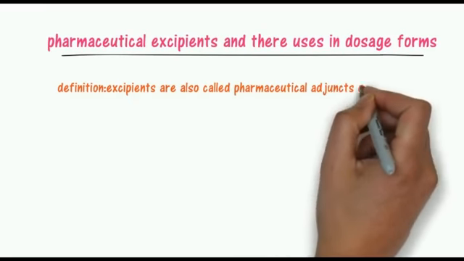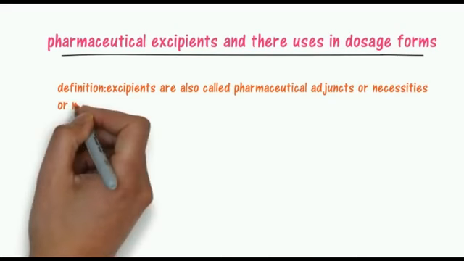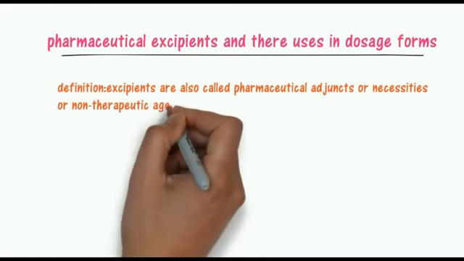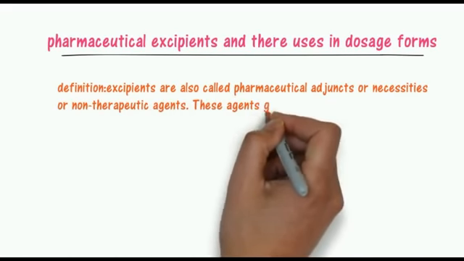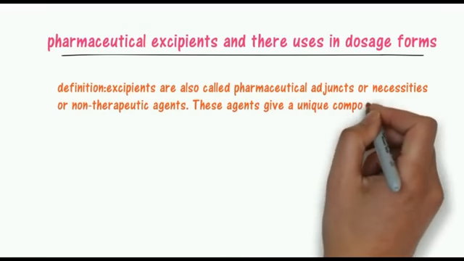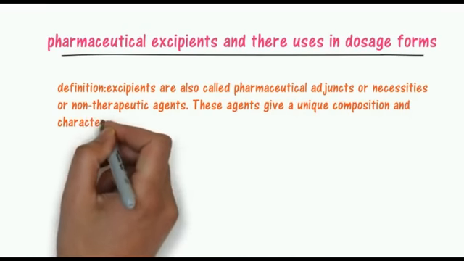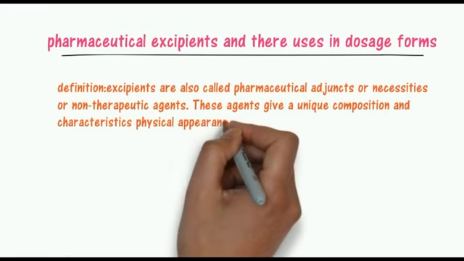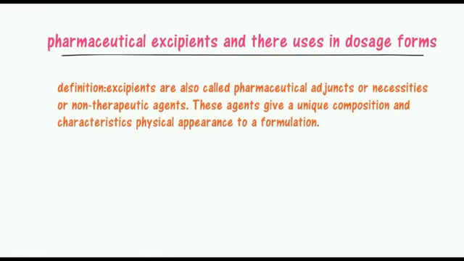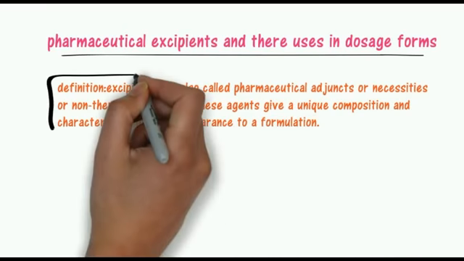Excipients are also called pharmaceutical adjuncts or necessities or non-therapeutic agents. These agents give a unique characteristic composition and physical appearance to a formulation. There are two aspects in which excipients play their role. The first aspect is manufacturing and the second aspect is the patient.